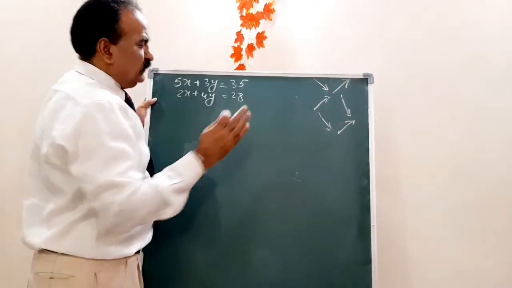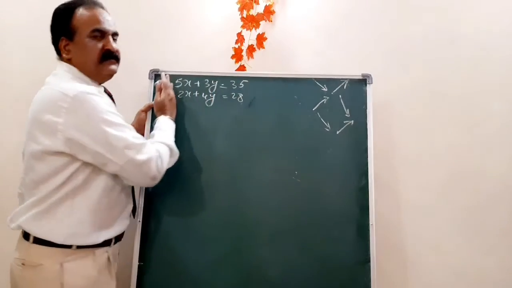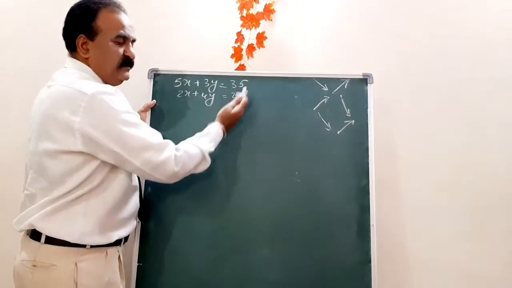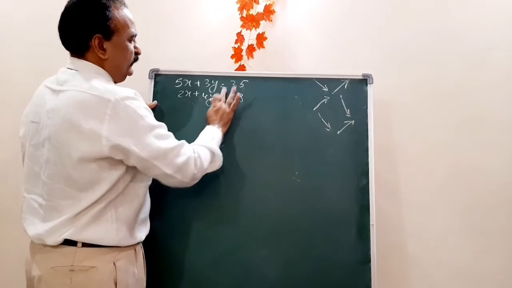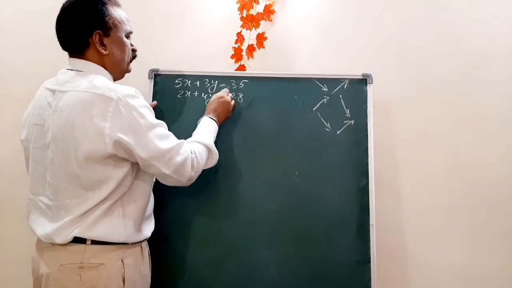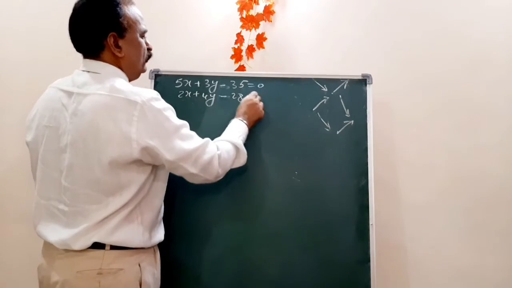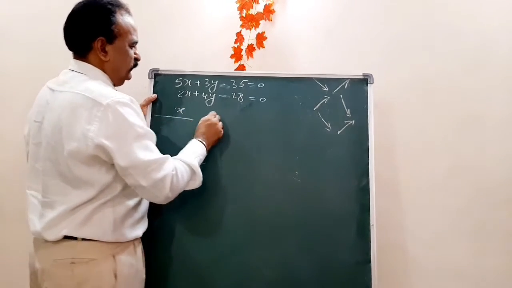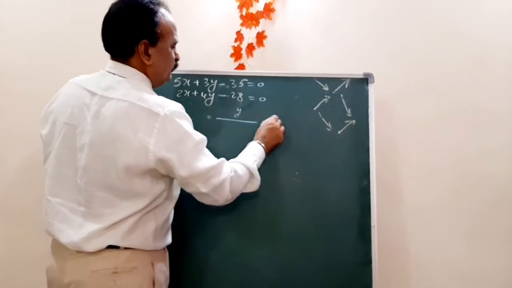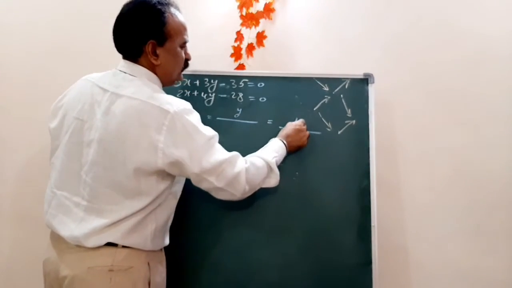Okay. What you will do? Just transfer this constant term to this side. These are positive; when you transfer to this side, it becomes negative. So this is negative, this is negative, equal to 0, equal to 0. Now you will write x upon, is equal to y upon, is equal to 1 upon.